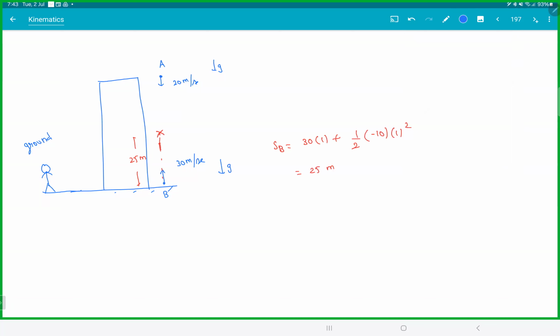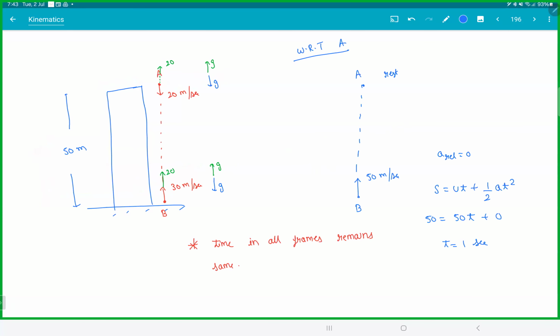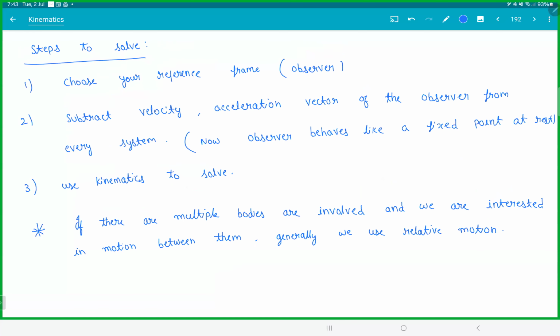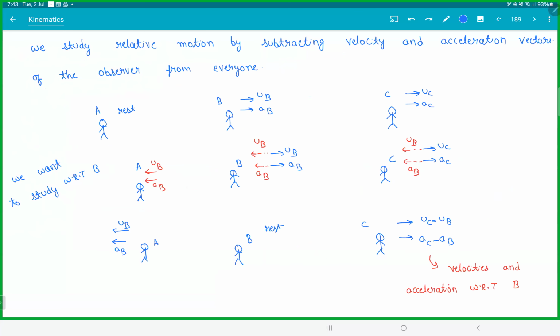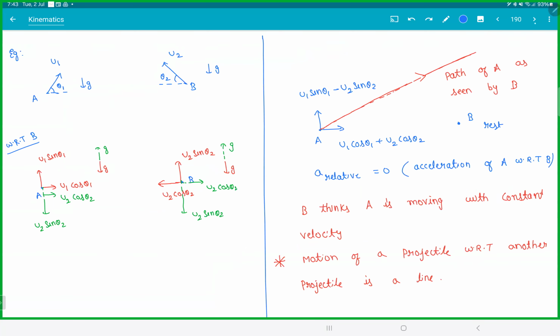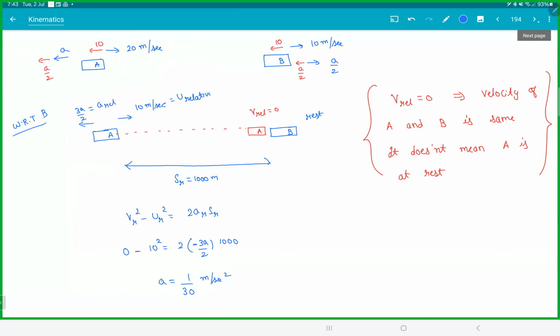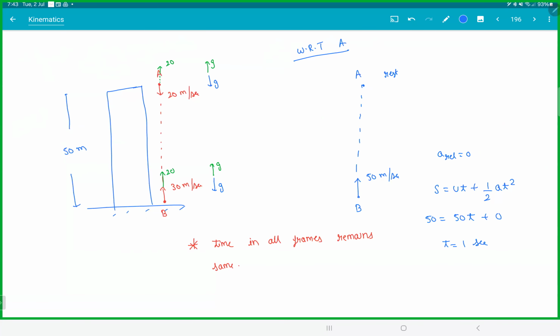Is that making sense, everyone? So once you got the time from the relative frame, you can just get back to the ground frame and find the distance. Are the steps clear? Again, I didn't teach you anything new. The only new thing that I taught you today was: whomever you want to stop or study with, take his velocity and acceleration and subtract. Once you do that, the question becomes a regular kinematics problem which you have done before. And then just solve. Clear?